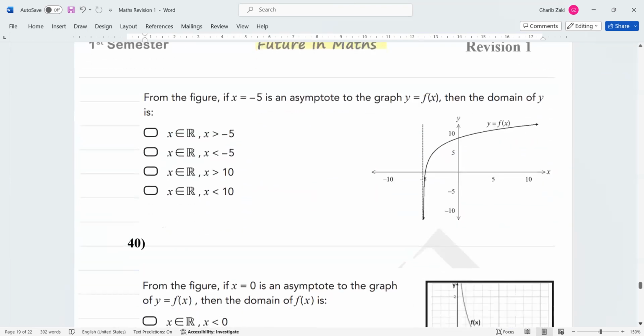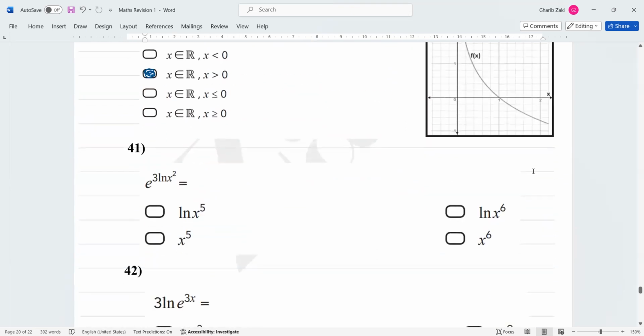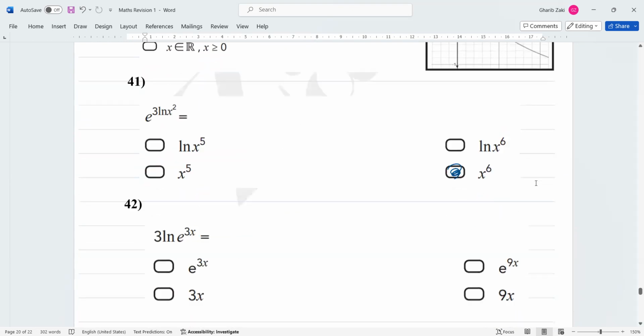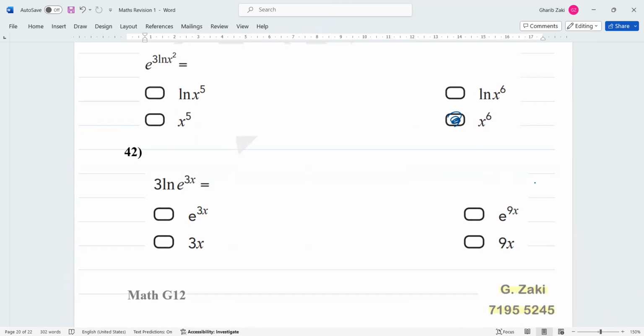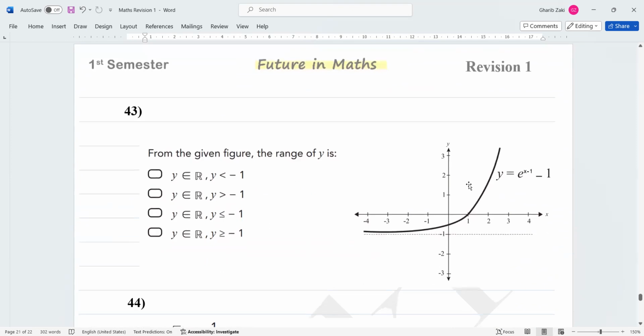Number 37, x equals minus 5 is the asymptote. Then it's direct and easy. So this is the answer. Number 40 also, it's direct and easy. So the answer is direct here. If you have any doubt, just send me a message on my WhatsApp. Also, this one is very easy and direct, easier than that before. It is direct, x to the power 6. And number 42, the answer is 9x. Finally, 43, the answer is part D.